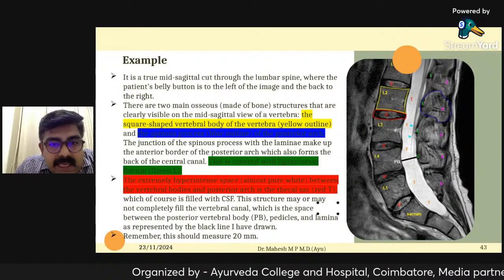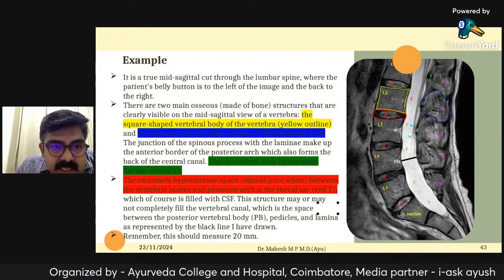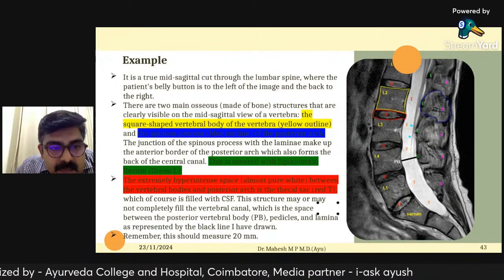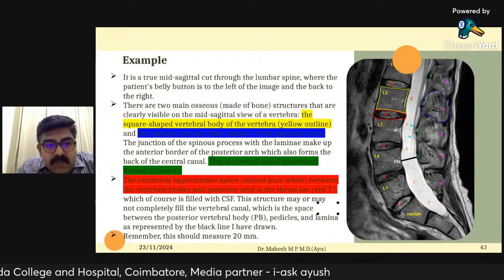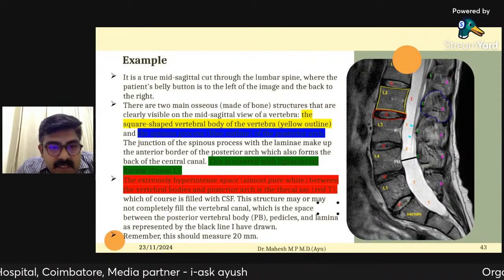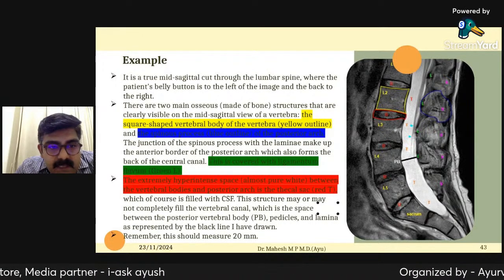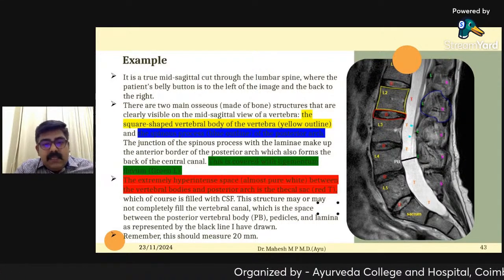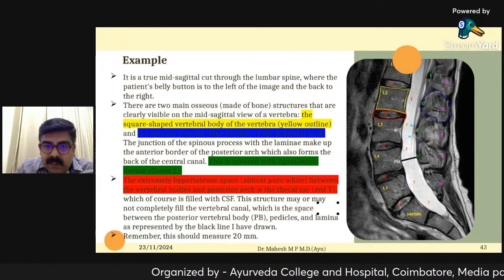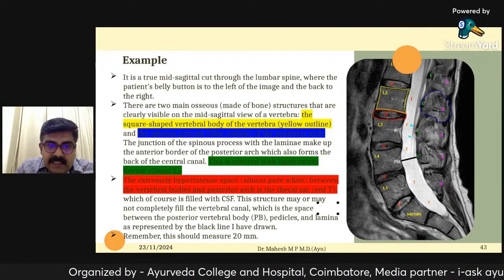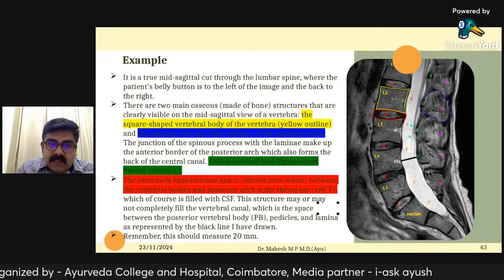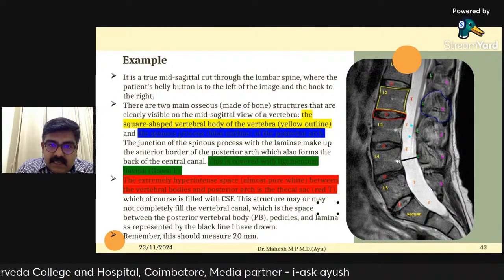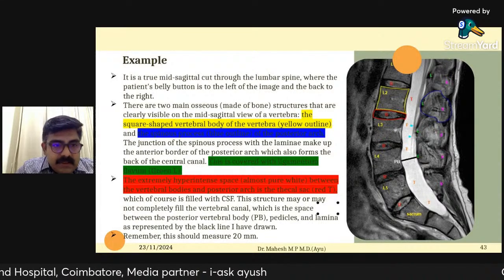The extremely hyperintense areas, almost pure white, you can see between the vertebral bodies and the posterior thecal sac. That is the thecal sac. Most of the time we will get the report as thecal sac indentation, and you can see it in the red areas. This area is the thecal sac.